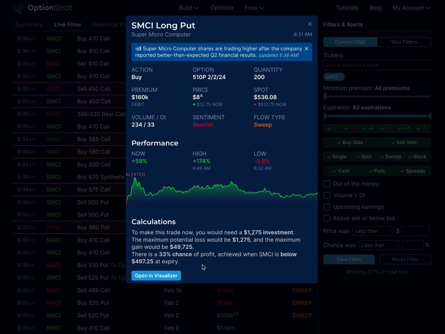So if I want to see more about that trade, I can simply click on it. I get all the information here. It shows this is a long put in SMCI, which is Super Micro Computer. Here's some news that's out on it.